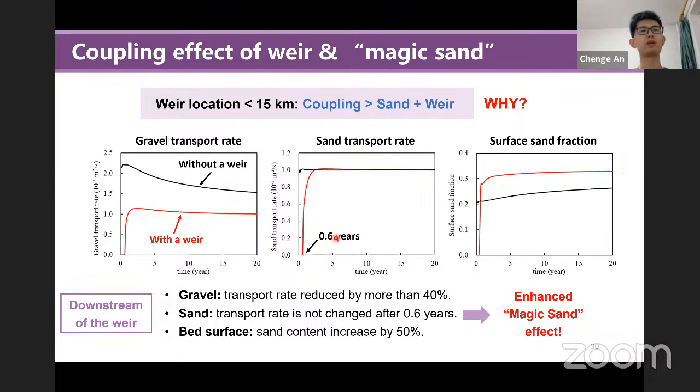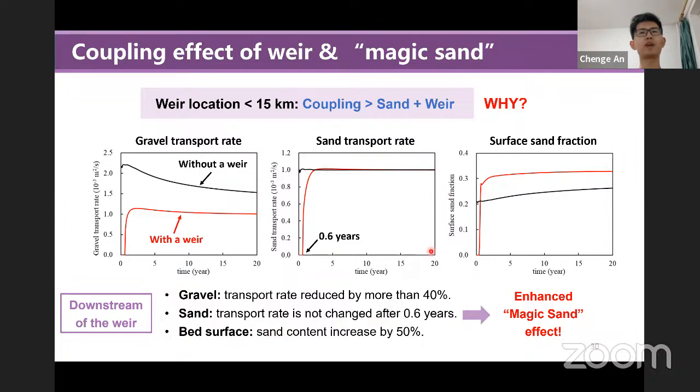The middle figure shows the transport rate of sand, and we can see that after less than 1 year, the sediment transport rate with and without weir is about the same downstream of the weir. And the time of 0.6 year corresponds to the time that the sediment can bypass the weir. And it means that after 6.6 years, the weir can still trap the gravel, but it releases the sand totally.